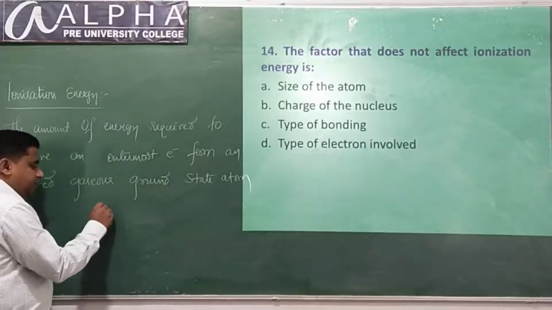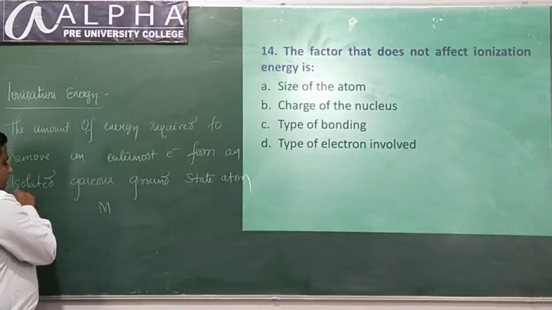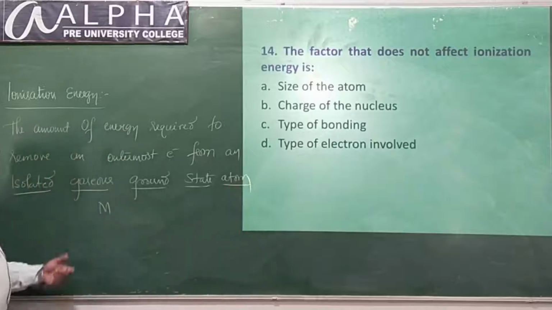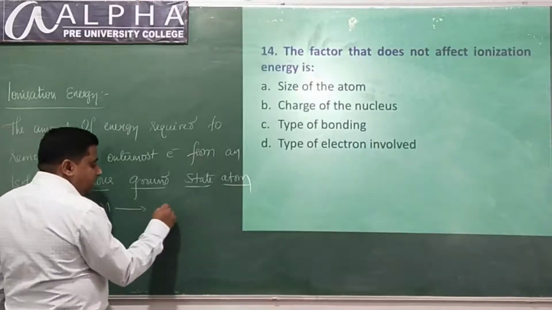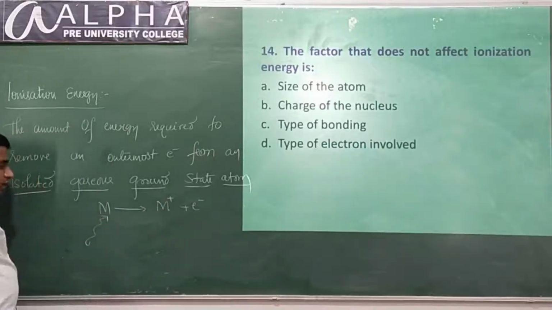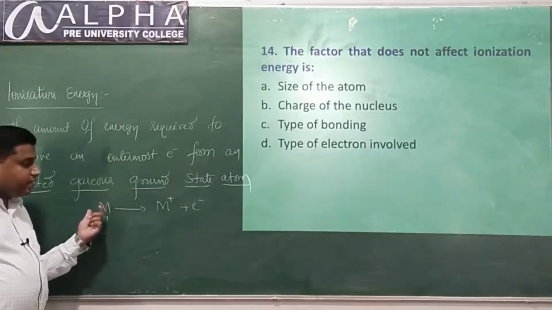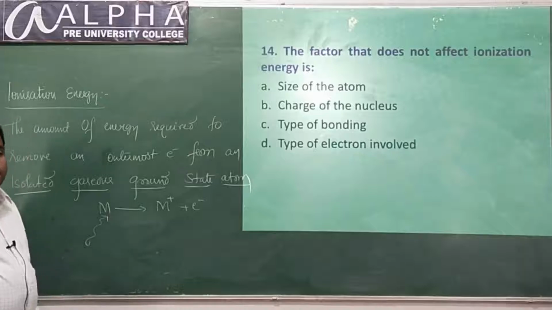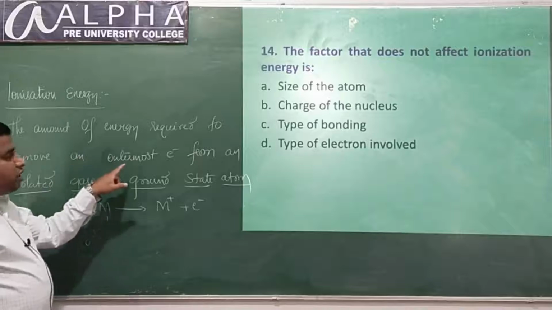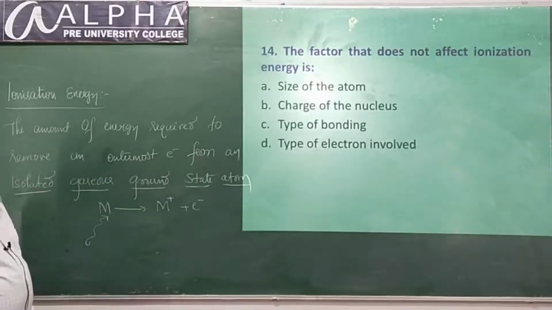From any atom, from an isolated gaseous ground state atom, the condition has to be fulfilled. It should be an isolated gaseous and ground state atom. If I have to remove an electron and form M plus, I should supply energy. Only when I supply energy to this isolated gaseous ground state atom will it lose an electron and form M plus. So the amount of energy required to remove an outermost electron from an isolated gaseous ground state atom is called ionization energy.